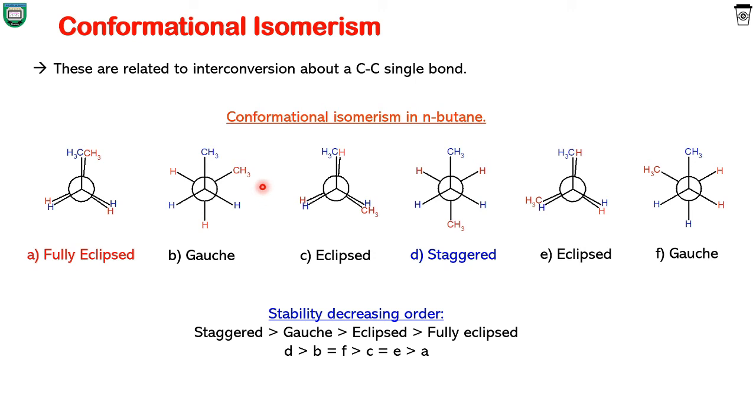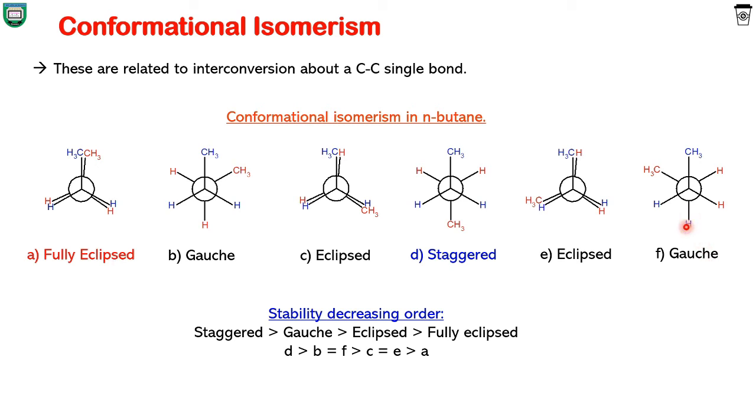Again rotate 60 more degrees, so this will come here, this will come here, and this will come here, like in this one. And again rotate 60 more degrees, so this will come here, this will come here, and this hydrogen comes here, like this. And again 60, so this comes here, this comes here, this comes here. And finally again 60, so this will come here, and this will come here, and this will come here. So next, if you rotate again 60 more degrees, we get the fully eclipsed one.